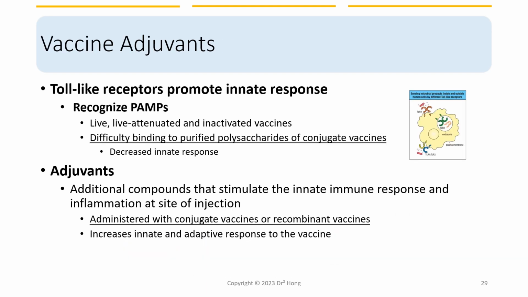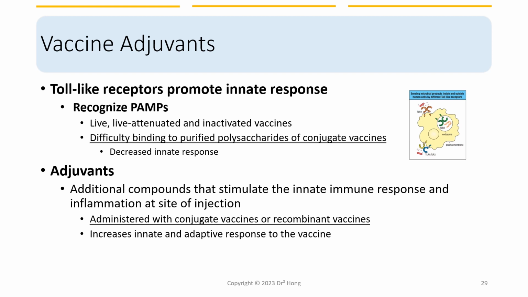The innate immune system is the body's first line of defense against invading pathogens. Toll-like receptors recognize a wide range of conserved structures on microorganisms called pathogen-associated molecular patterns, or PAMPs, in live attenuated and inactivated vaccines, but they have difficulty binding to purified polysaccharides of conjugated vaccines, so the innate response is decreased.